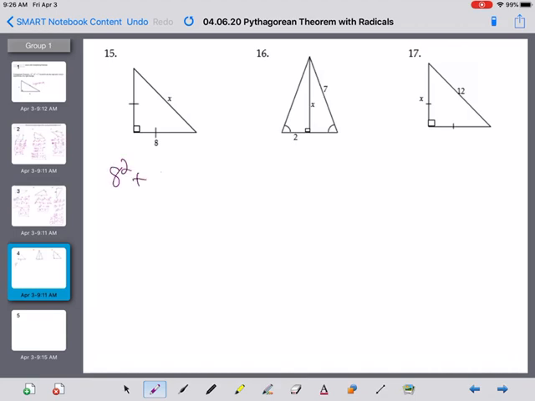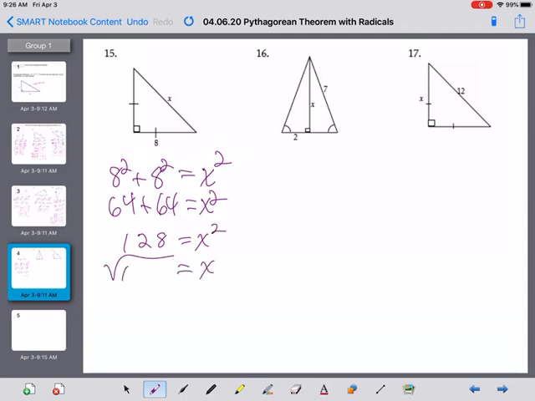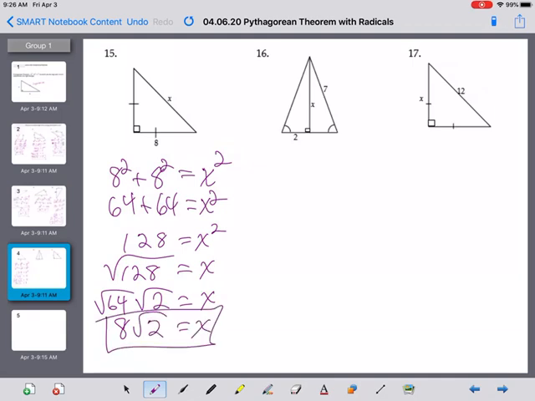Okay, so we have 8 squared plus 8 squared, it's isosceles, equals x squared. 64 plus 64 equals x squared. 64 plus 64 is 128. Take the square root. So that would be 64 times 2. So the square root of 64 times the square root of 2. The square root of 64 is 8, so 8 times the square root of 2 equals x. And you could always use the other method to simplify radicals if you like, using the factor trees.